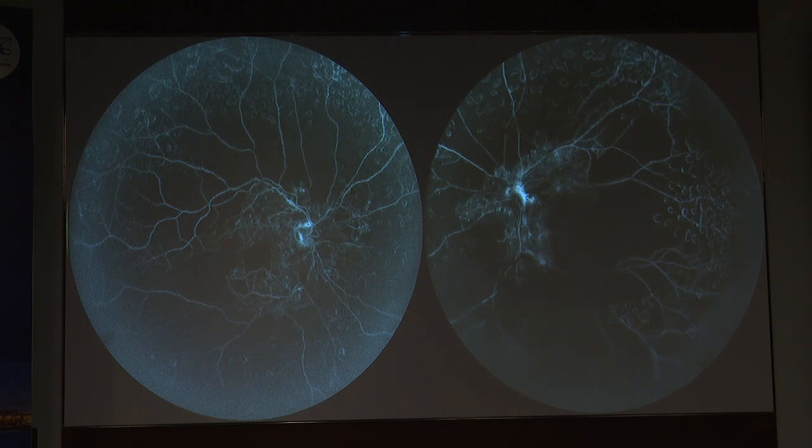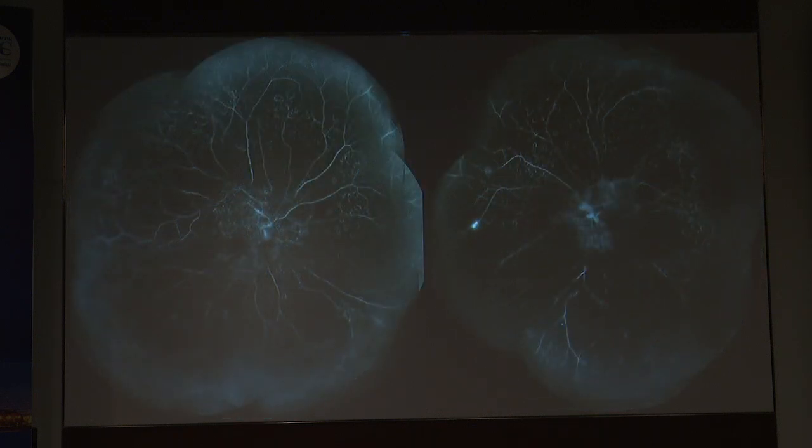See the amount of dropouts. I don't need to talk more. We are all retina specialists, and this is ultra wide field. You can see, so actually where you need to treat, you can understand. So I don't need to tell.